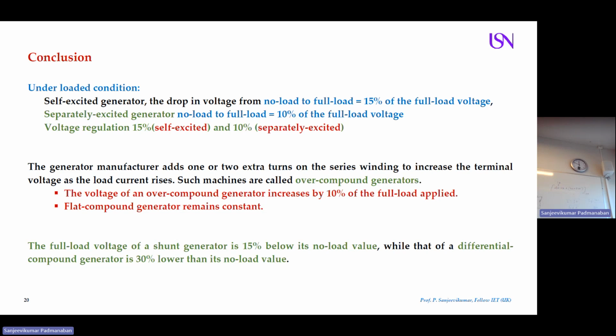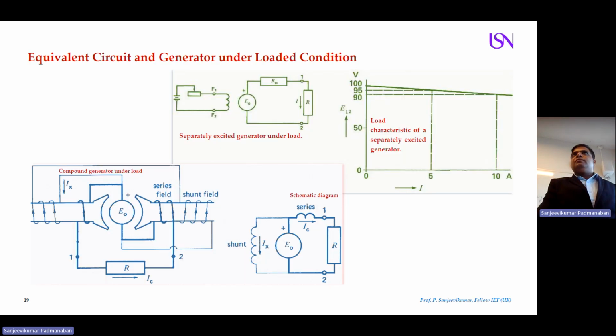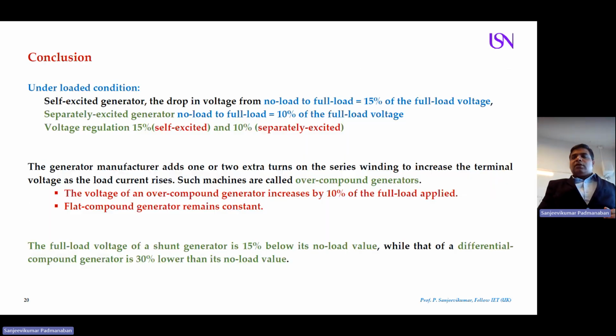What is the next characteristic? You will get a flat characteristic, a more flat curve, not like this, much flatter. It's like at no load 100, but at rated condition, 5 to 10 volt is dropping. You will get a much flatter characteristic when you are using an over compound motor. That is another conclusion. Finally, I would like to give you the shunt generator. In case of a shunt generator, you will have a 15% drop from no load conditions. For example, with a differentially compound motor, you will have 30%. So if you are using a differentially compound motor, you will have a 30% drop.